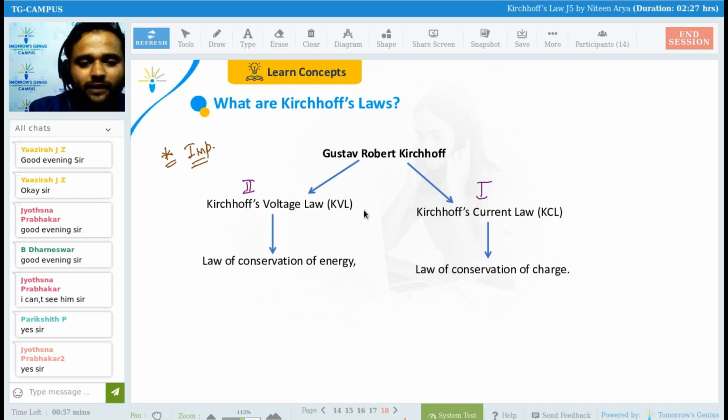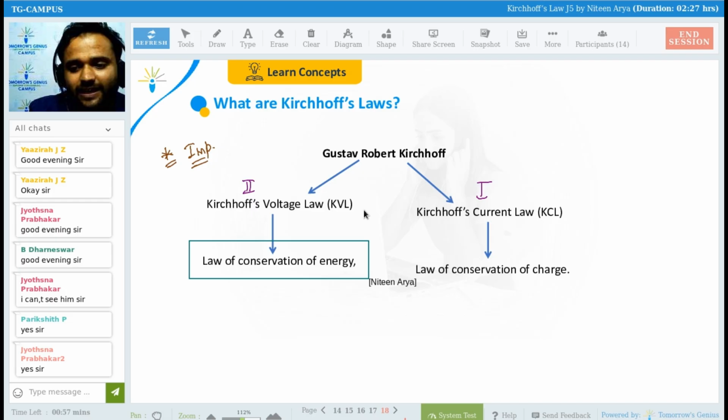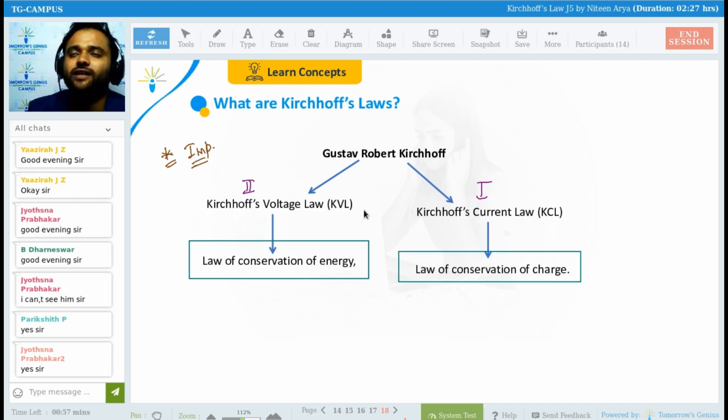So this is the physics terminology behind it. KVL stands for the law of conservation of energy. KCL, Kirchhoff's current law, which is the first law of Kirchhoff, or if you say Kirchhoff's first law, is based on the law of conservation of charge. As simple as that. Clear, everyone? Is this clear, everyone? And it is, believe me, important for boards.